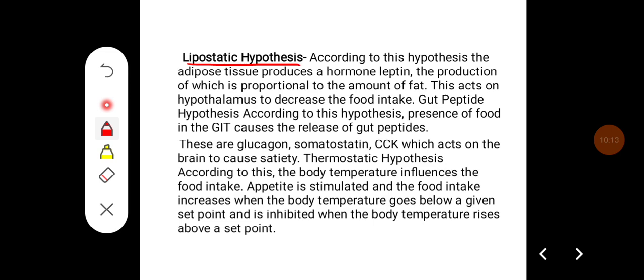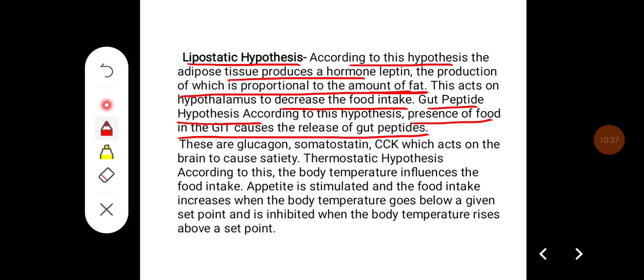Then we have the lipostatic hypothesis. According to this hypothesis, the adipose tissue produces the hormone leptin, the production of which is proportional to the amount of fat. It acts on the hypothalamus to decrease food intake. Gut peptide hypothesis. According to this hypothesis, the presence of food in the GIT causes the release of gut peptides. These are glucagon, somatostatin, CCK, which act on the brain to cause satiety.